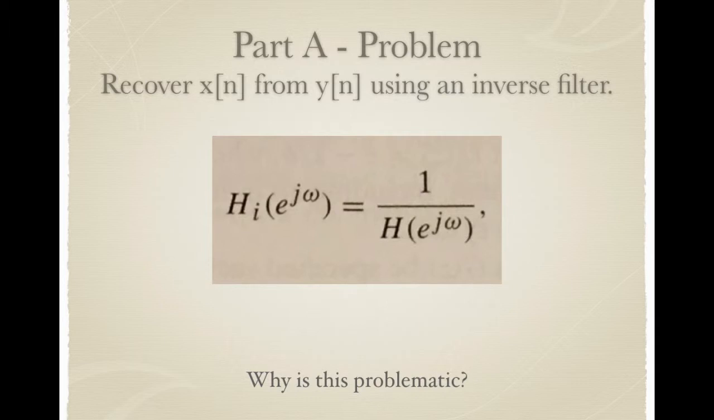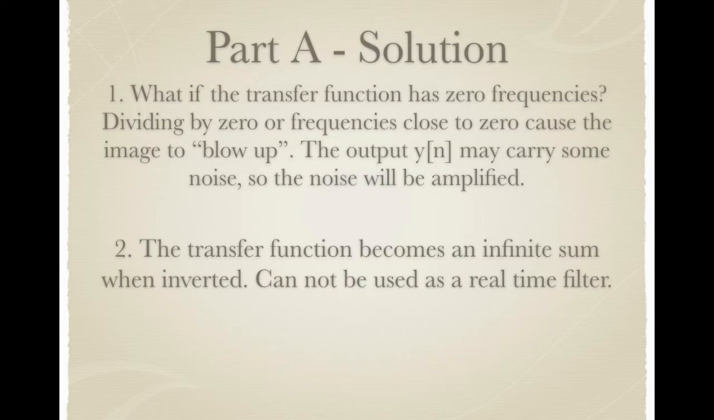So why is this problematic? From my experience building an inverse filter for image processing, the first huge problem that you run into with this kind of filter is, what if the transfer function has zero frequencies? You cannot divide by zero or frequencies close to zero because this would cause your image to blow up, or in this case, your signal. The output y[n] may carry some noise, so the noise will be amplified if you divide by frequencies close to zero. This will cause your recovered image to be nothing but amplified noise.